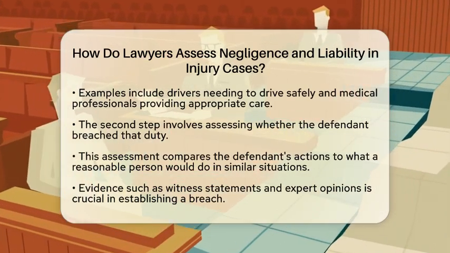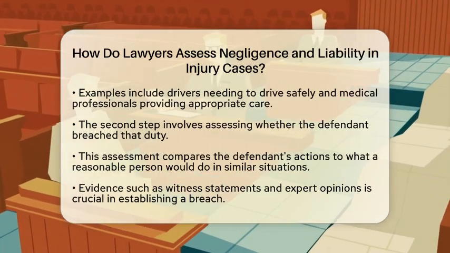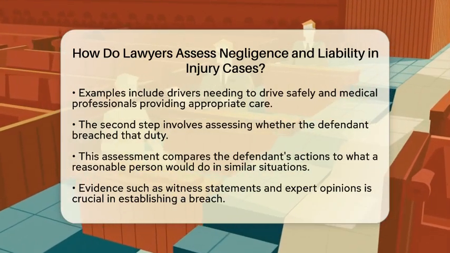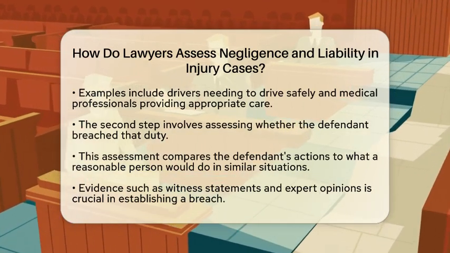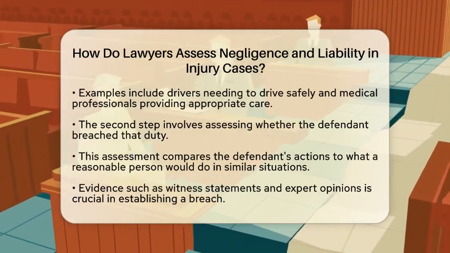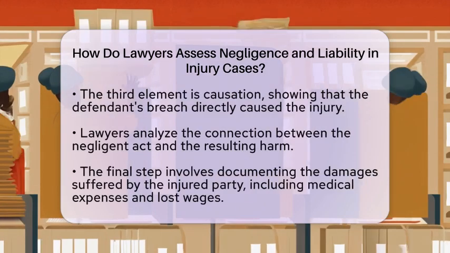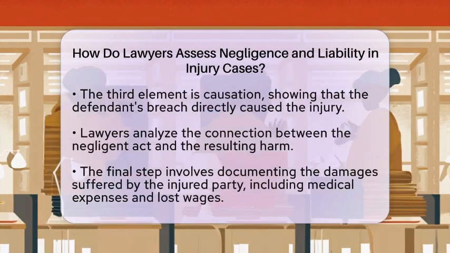Causation is the third element that must be established. Lawyers need to show that the defendant's breach directly caused the injury. They analyze the link between the negligent act and the harm suffered, ensuring that the injury was a foreseeable result of the breach. Finally, lawyers document the damages suffered by the injured party.